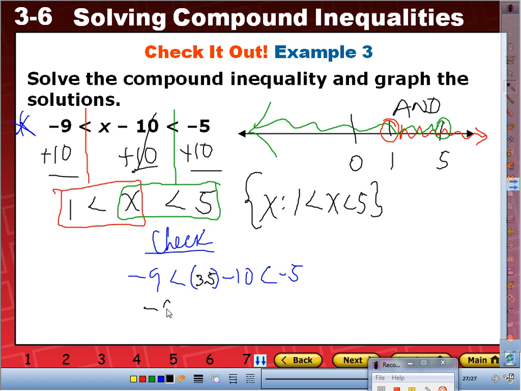So we're left with negative 9 less than 3.5 minus 10, that's negative 6.5, less than negative 5. Let's read it from left to right. Is negative 9 less than negative 6.5? Yes. Is negative 6.5 less than negative 5? Yes. Therefore, my solution set is true. Okay. Last one. Here we go.